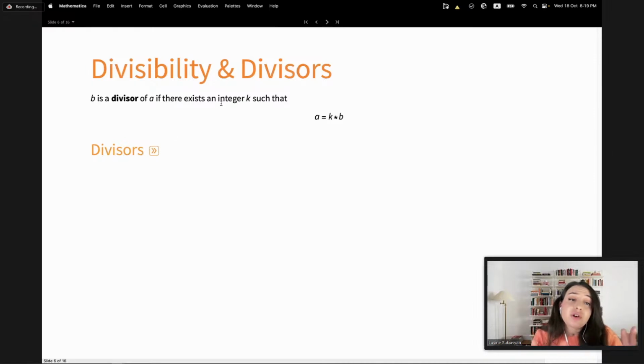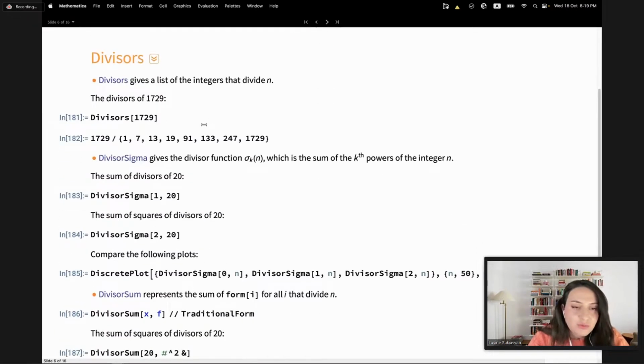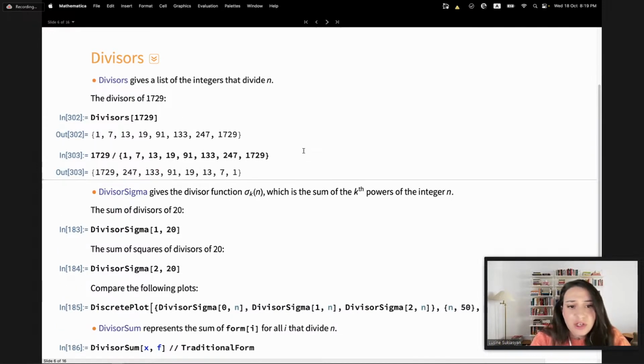Divisibility, and we talked about divisibility. Let's talk about divisors. As I said, b is a divisor of a if there exists an integer k such that a equals k times b. So what are the functions here? Divisors, of course, which gives a list of the integers that divide n. For example, the divisors of 1729: you simply do Divisors[1729], and you get a list of divisors. And you can even check here that yes, all of them divide 1729.